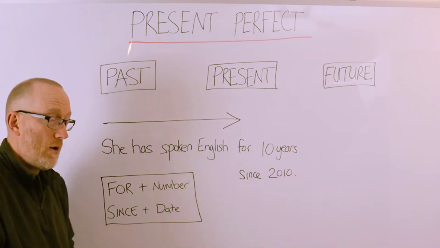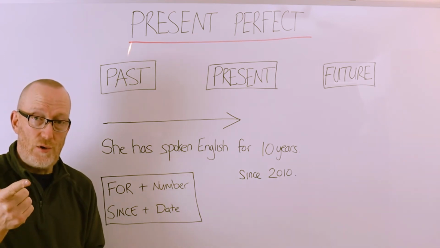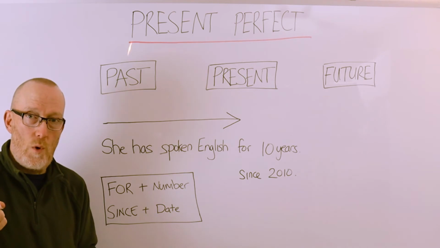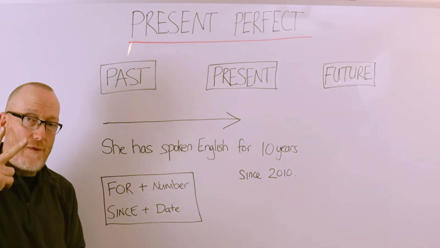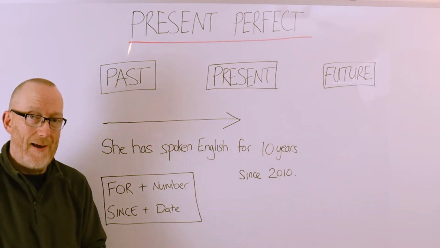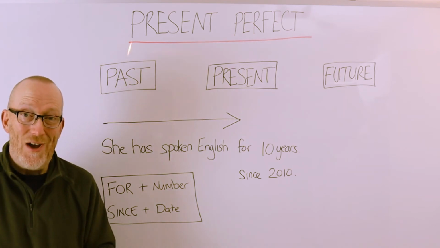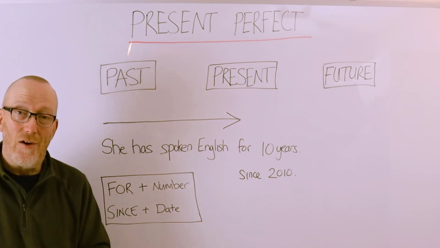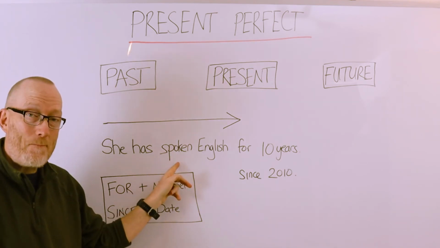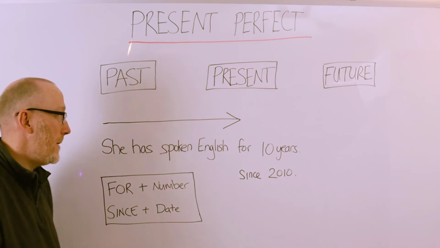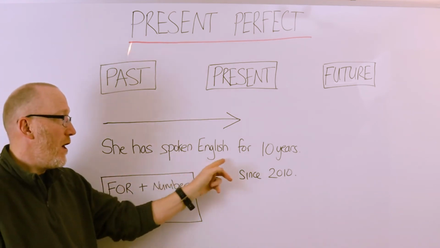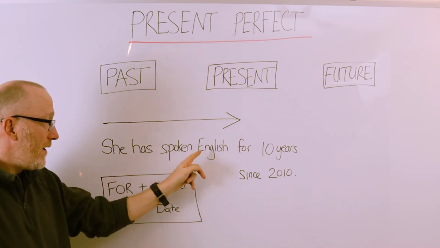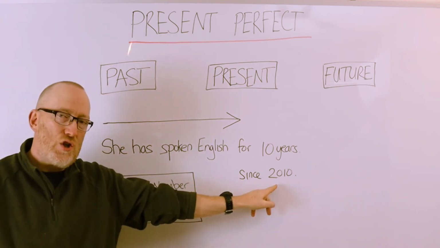So talk, talked and talked. Work, worked and worked. Yeah, but it's the third verb form that you need. So you will need to learn your verbs, and I will provide you with a list of the irregular verbs that you need to learn. But she has spoken English for 10 years. Or we could say she has spoken English since 2010.